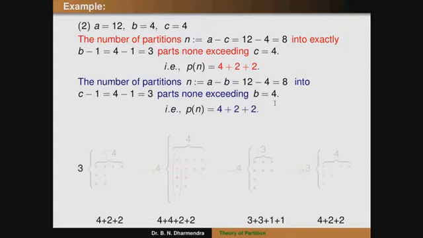Now by using the Ferrers diagram, you can take it in terms of 4 plus 2 plus 2. So 4 is the first row, and then 2 plus 2. Therefore the number of rows is b minus 1, that is 3, so the 3 parts, and each column not exceeding 4. Not exceeding 4 means not exceeding c. So what is the next step?